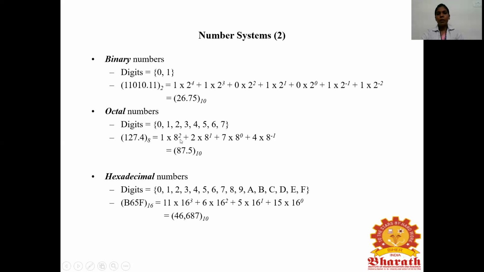So when we calculate this, 1 into 8 power 2, plus 2 into 8 power 1, plus 7 into 8 power 0, plus 4 into 8 power minus 1, we get the answer 87.5 to the base 10.